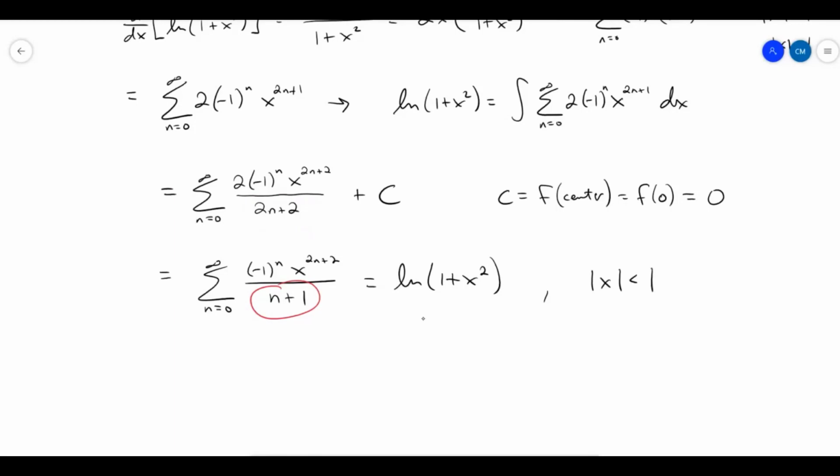If I plug in 1 there, see what happens? If I take that 1 and plug it in here, what do I get? Well, that x term is just going to go away, right? Because 1 to the 2n plus 2 is just 1. And then if you look at the power series that remains, it's just going to be this, right?